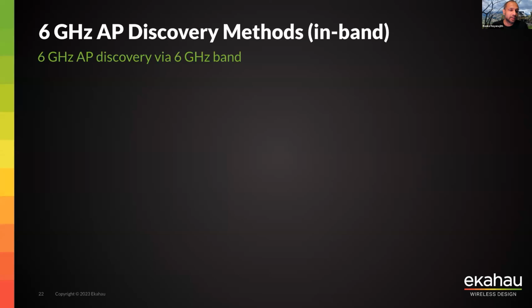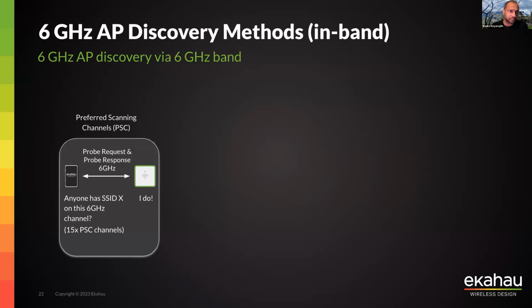A client can discover a 6 GHz AP using 6 GHz. The first one we call preferred scanning channel, same as a legacy client. With probe requests and probe responses you can discover, but we specify that 15 channels, not all 59. In that way, if you deployed 80 megahertz, you can use that.